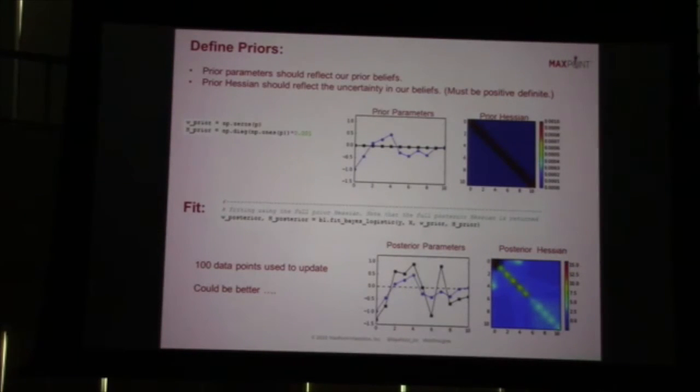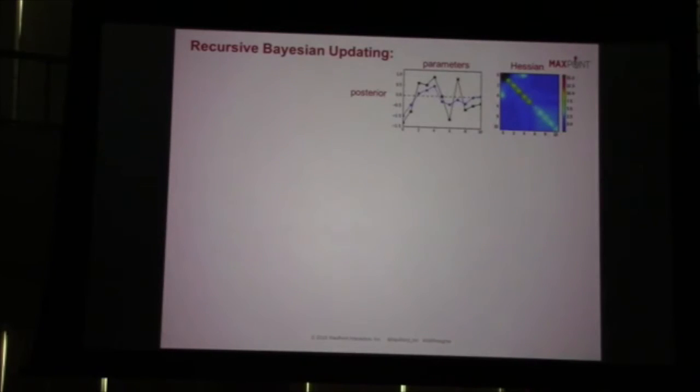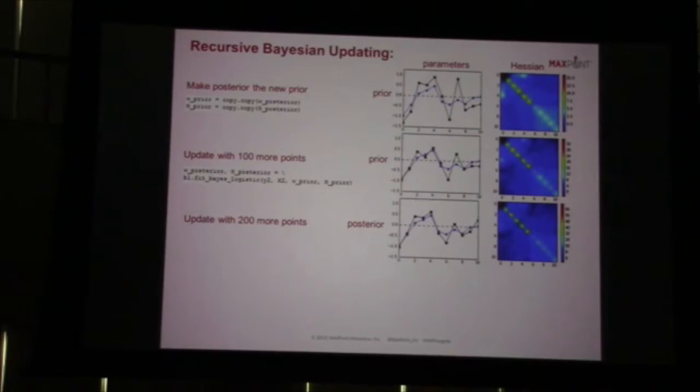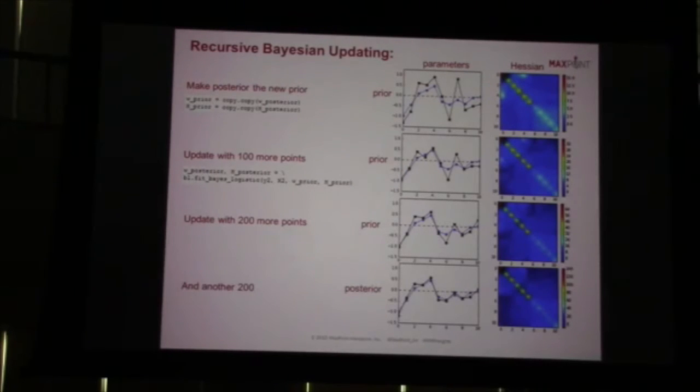And now is where the power of the Bayesian approach comes in. Because this was our posterior mean and our posterior Hessian, but we can now say, well, let's say that's our new prior, and let's do some Bayesian updating. So we update with 100 more points, and we get a better fit. Make it a new prior, update again with 200 more points, and we get an even better fit. And we do it again, and we can keep going and keep going. And the point here is that because we're not throwing any information away, we're always doing a little bit better. And that's some of the power of Bayes.